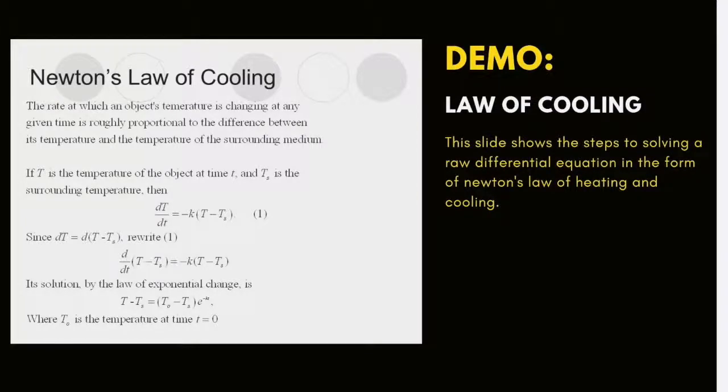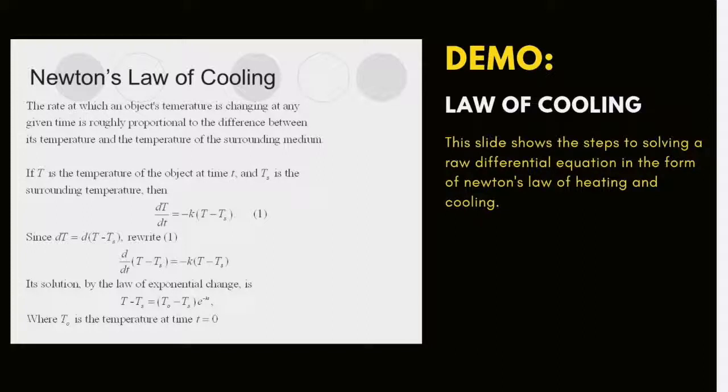So my demo actually is showing the steps to solving a raw differential equation in the form of Newton's law of heating and cooling. So if you think about this in terms of a murder victim, perhaps, and you know that the rate at which an object's temperature is changing at any given time is roughly proportional to the difference between the temperature and the temperature of the surrounding medium, then you can use this differential equation right here: the rate of change of temperature with respect to time is equal to negative k, where k is the constant of proportionality, times the temperature minus the temperature of the surrounding area.